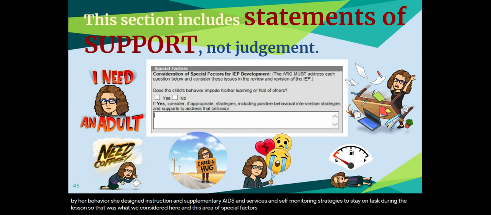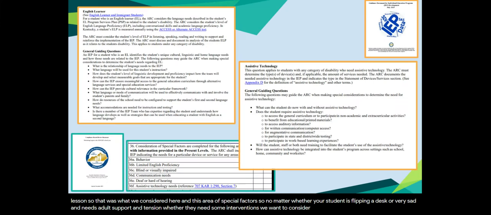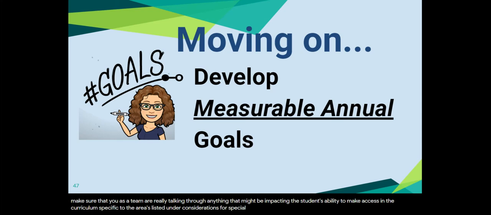So no matter whether your student is flipping a desk or very sad and needs adult support and attention, whether they need some interventions, we want to consider that carefully. As you work through considerations of special factors, make sure that you as a team are really talking through anything that might be impacting the student's ability to make access in the curriculum specific to the areas listed under considerations for special factors. So, dun, dun, dun, we are moving on to measurable annual goals.